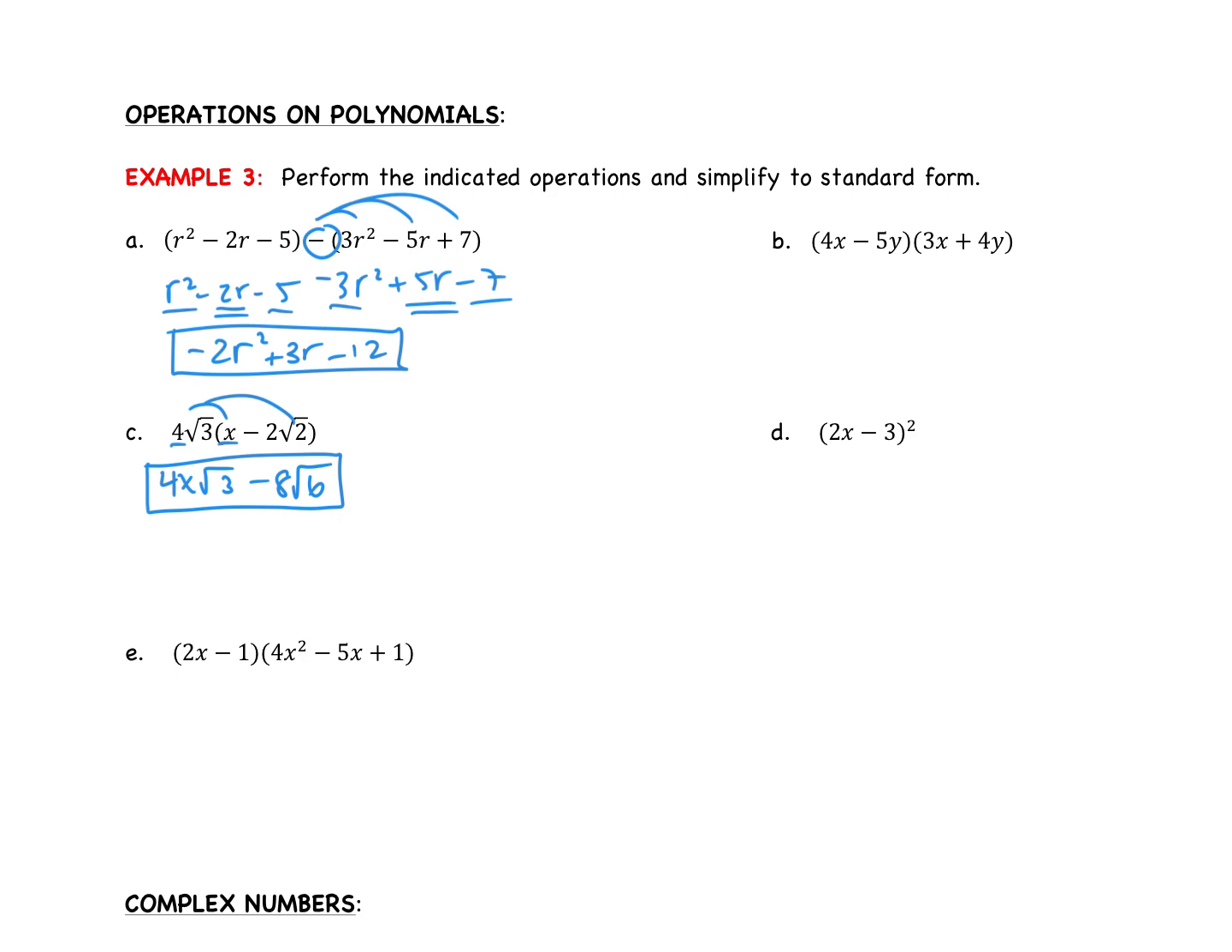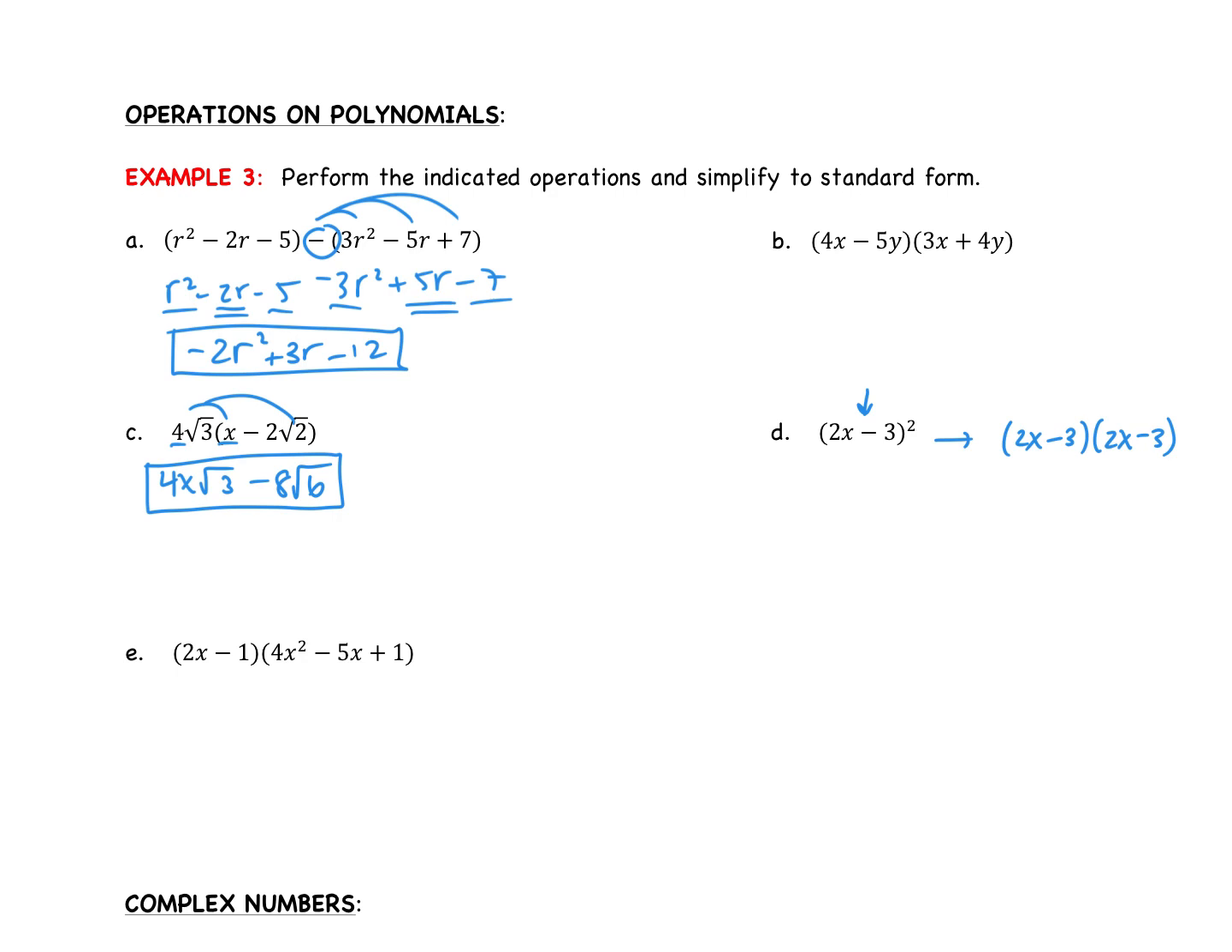Okay. In D, can I distribute this square? Is that a legal move? No. Why not? Because of the subtraction. If you have addition or subtraction in the parentheses, you cannot distribute the square. Instead, remember that a square is multiplying by itself. So this is really 2x minus 3 times 2x minus 3.